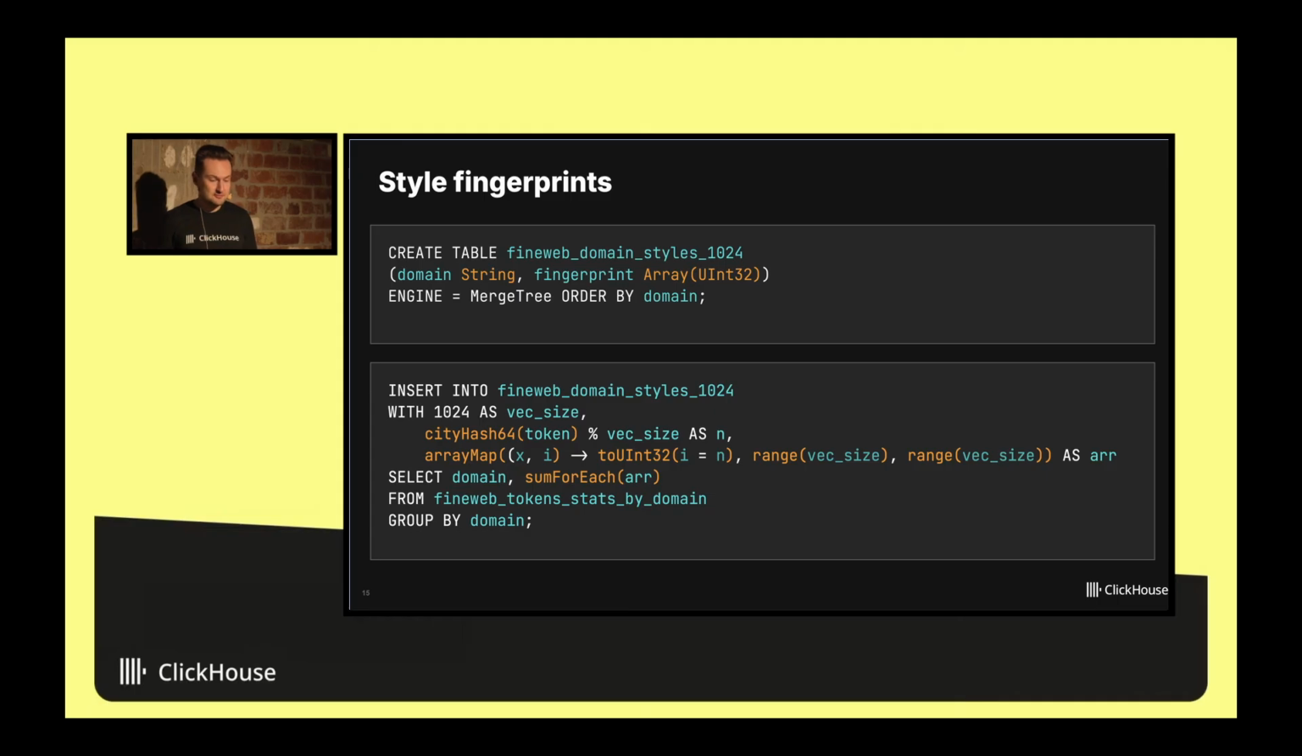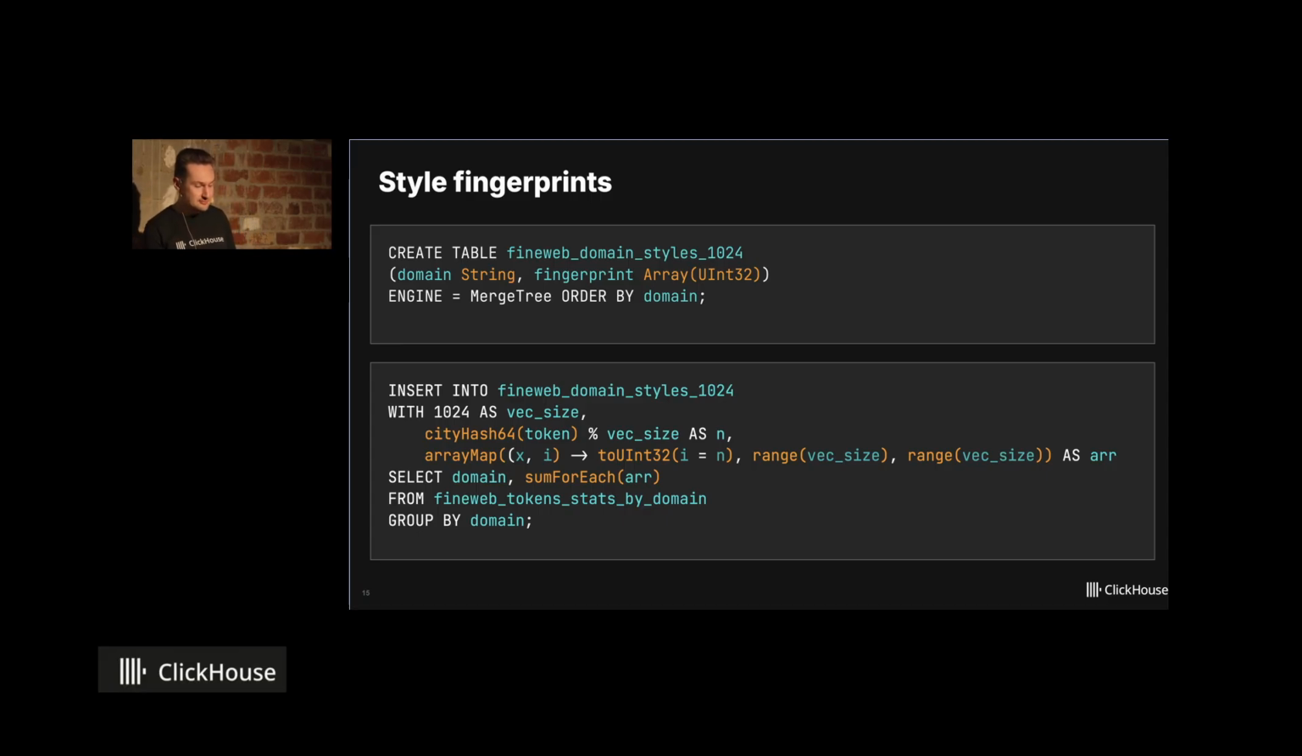Now another experiment. We have a fine web dataset, and you remember it contains many other websites, many other datasets, including Twitter, Reddit, Hacker News, and even ClickHouse website, and many, many more websites. What if we calculate something that I name a style fingerprint? This fingerprint will be an array of numbers of size 1024. And I calculate it as follows.